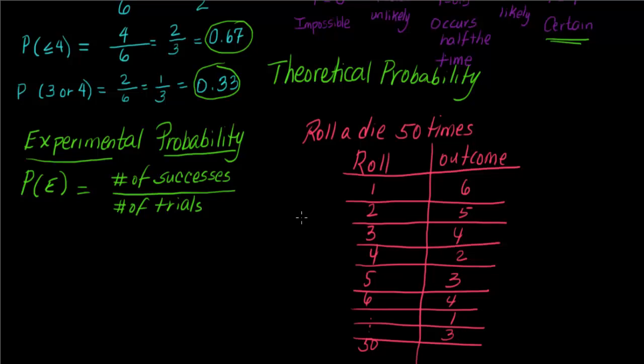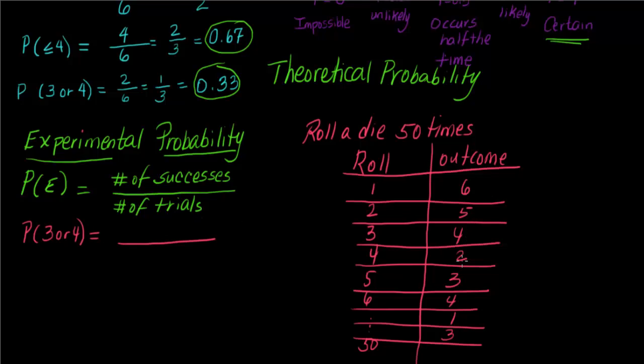Now, this is a real experiment. We're actually conducting this experiment. This is why it's now called experimental probability. What do we get if we experiment on something, okay? So to calculate the experimental probability, we need the number of successes, which is very similar to favorable outcomes. That means if I'm trying to find the probability of rolling a 3 or a 4, how many successes did I have, or how many favorable outcomes?